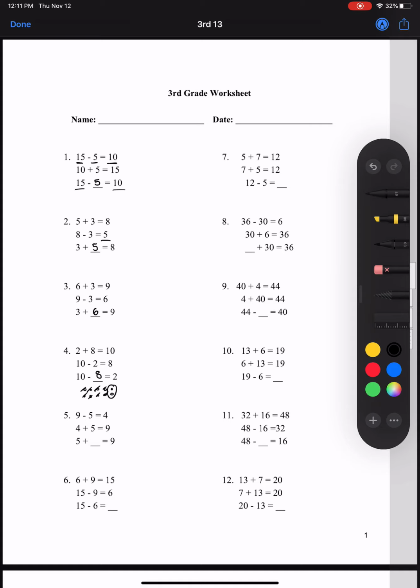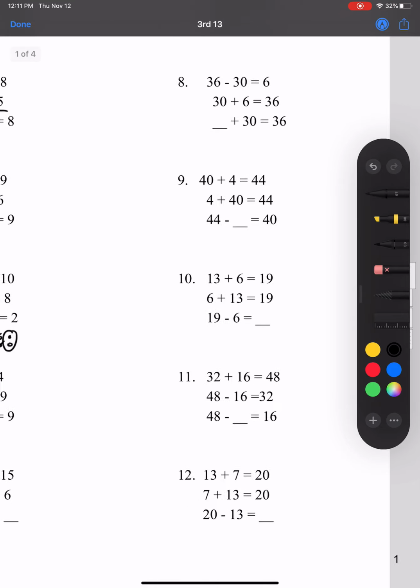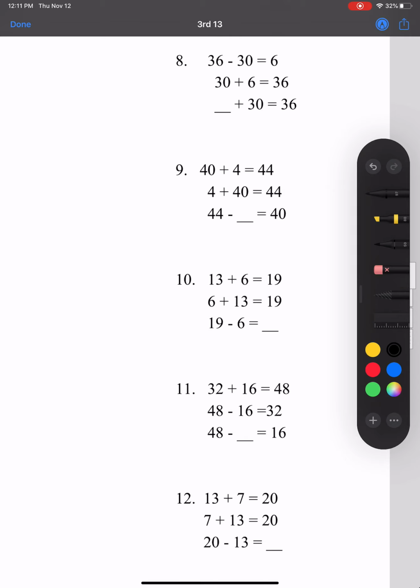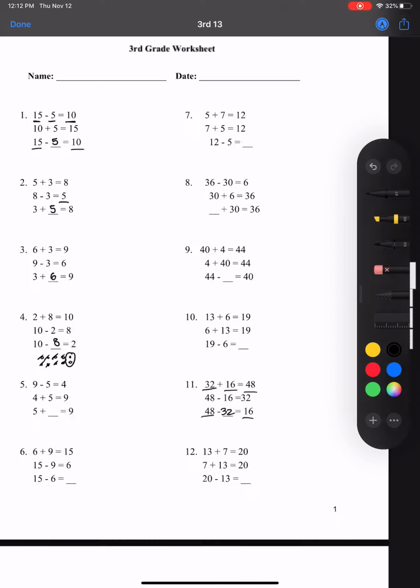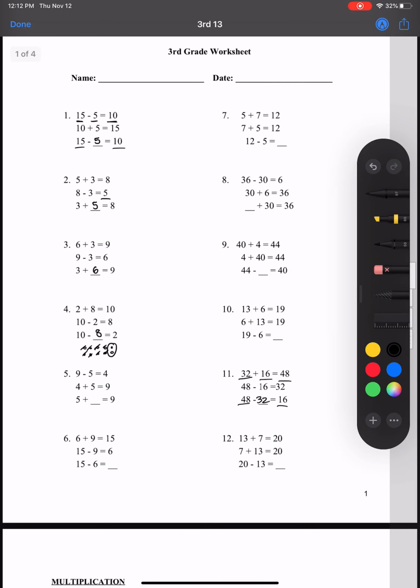Let's do a big number actually. 32 plus 16 equals 48. So 32 plus 16 equals 48. 48 minus 16 equals 32. 48 minus what equals 16? So you're using the three numbers 32, 16, and 48. We have 16 and 48 here, which means that 32 should go into the blank. So don't be intimidated by the big numbers. You just have to find the missing number and plug it in.